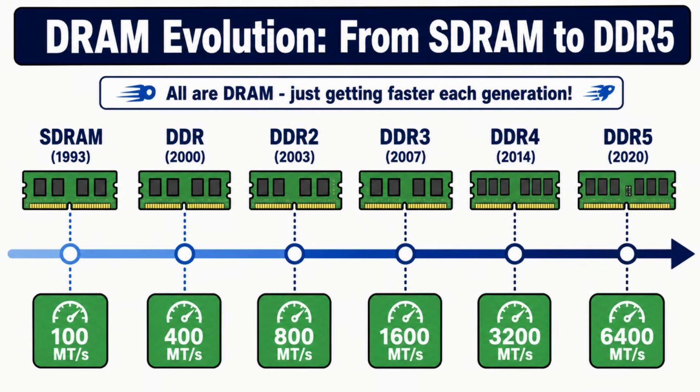DRAM has also evolved dramatically over the years. You've probably heard terms like DDR4 or DDR5. DDR stands for double data rate. It's how DRAM transfers data on both the rising and falling edge of the clock signal, effectively doubling the bandwidth. The evolution from SDRAM in the 90s to DDR5 today has been about squeezing more speed out of the same basic capacitor plus transistor design. All still fundamentally DRAM, just getting faster and more efficient with each generation.